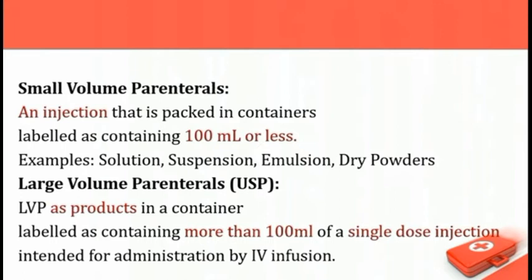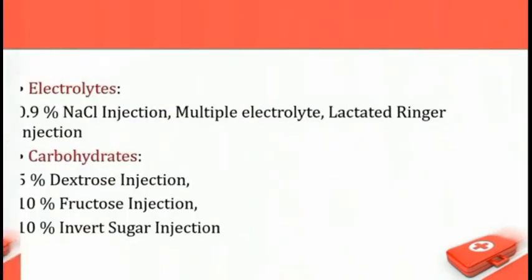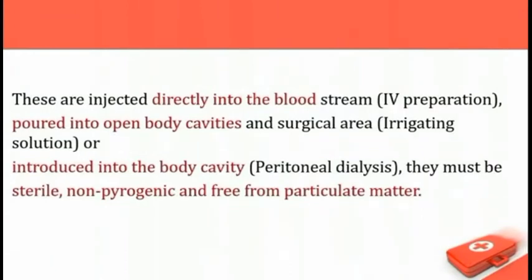And next one is water miscible. The water miscible additives for parenterals are ethyl alcohol, propylene glycol, polyethylene glycol 300, 400, and 600, and glycerin. The next one is non-aqueous. The non-aqueous additives for the parenterals are fixed oils like ethyl oleate, isopropyl myristate, peanut oil, sesame oil, corn oil, cottonseed oil, and soybean oil.